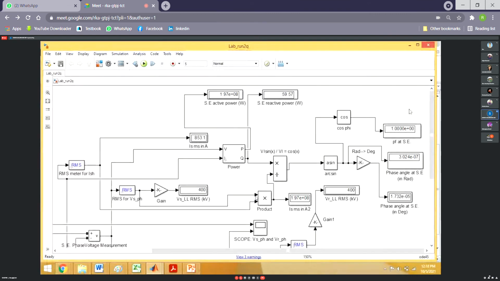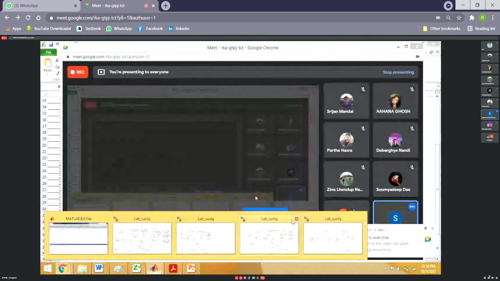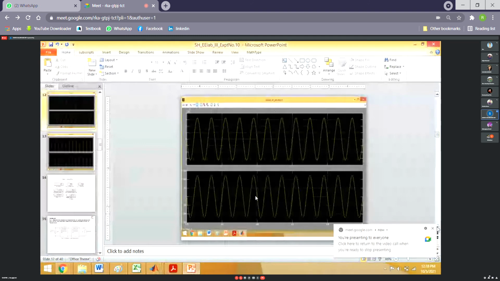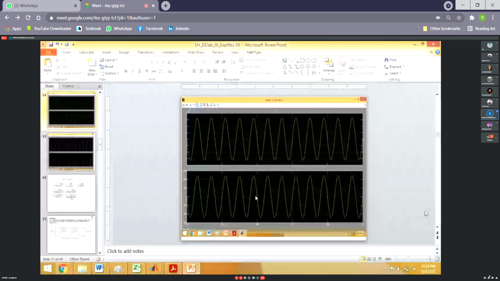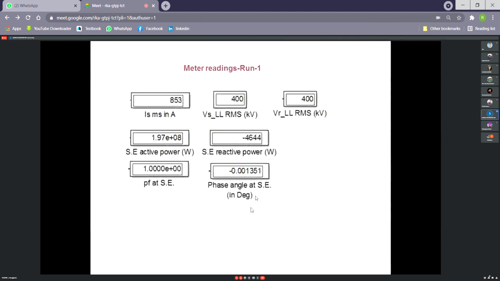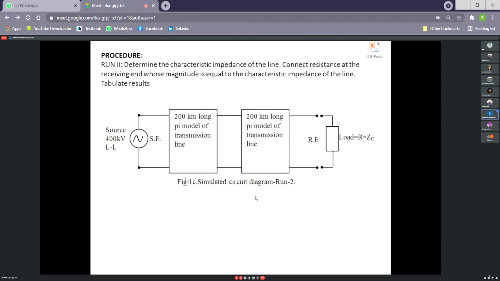The power factor angle you may calculate, but you can verify that the power factor angle is near to 0. Okay. Then what was in run 3? I think these slides are not required. You have already copied, so I shall delete this slide from the presentation. So, run 3.